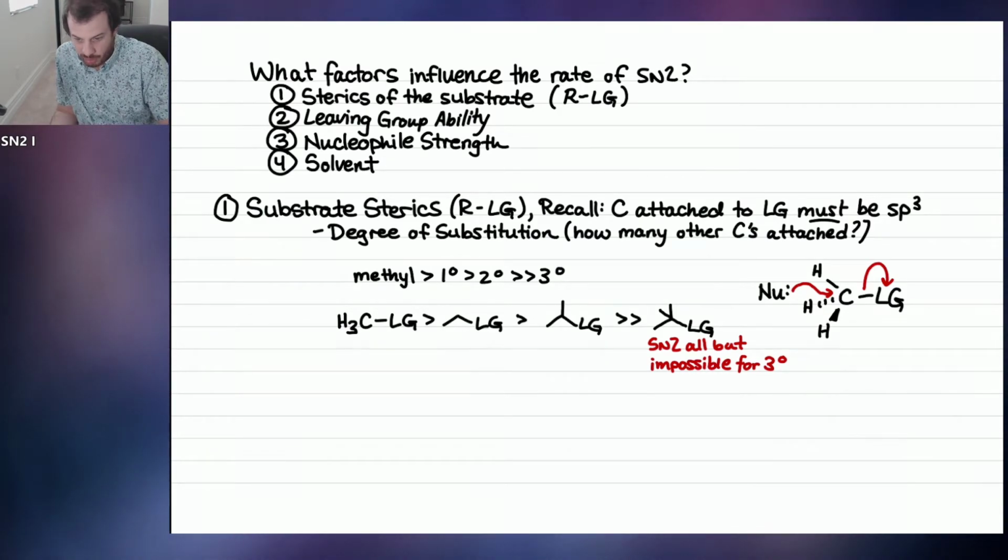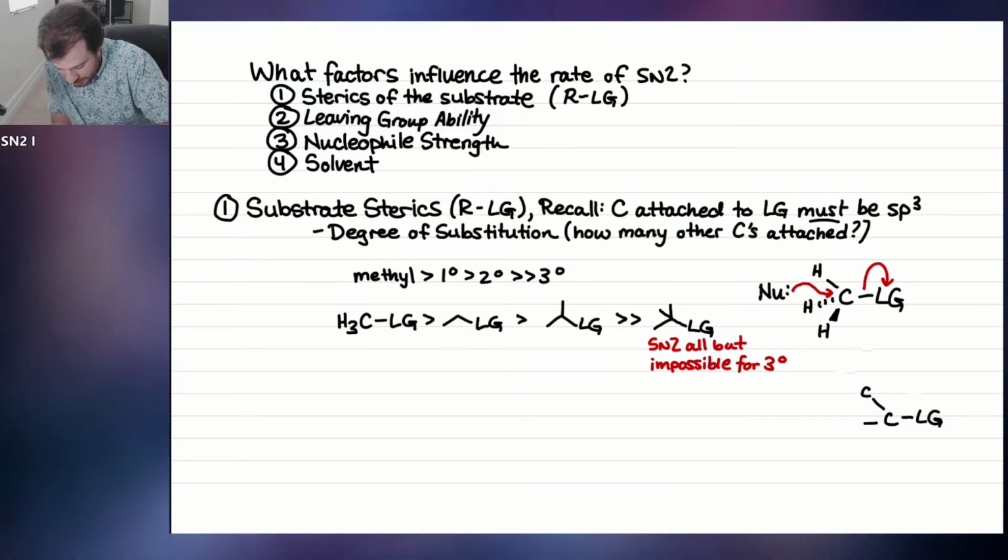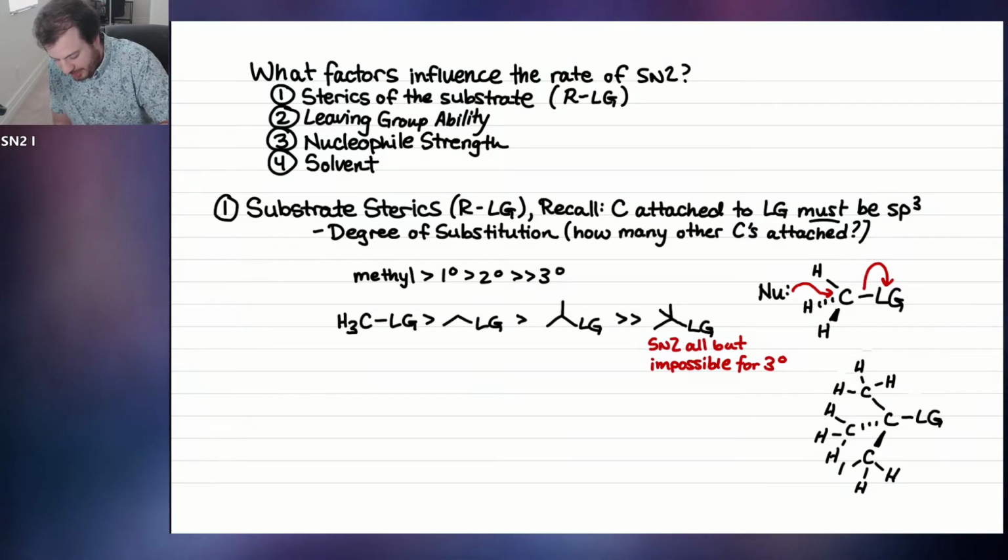However, imagine now that carbon is attached to three other carbons. And of course, I actually need more room because this is so crowded here. Let's see if I can do a better job here. So the carbon attached to the leaving group has three additional carbons attached to it, and each one of those carbons has three hydrogens attached to it, let's say. You can see that the level of crowdedness increases dramatically.